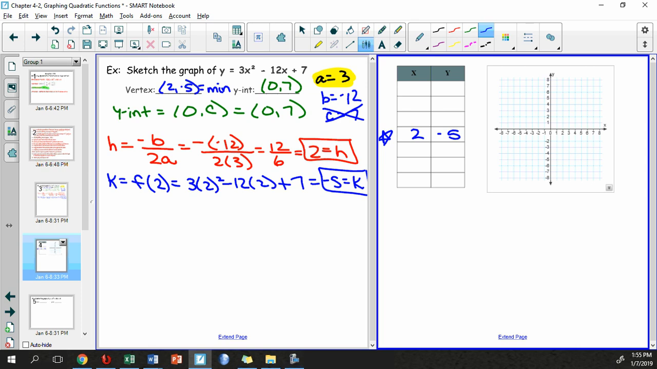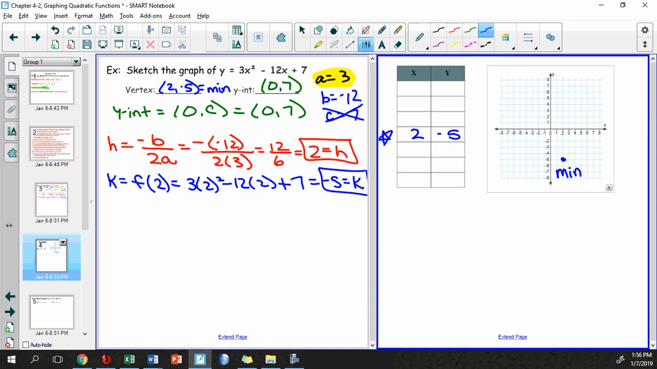Now, I want you to visualize that this is your minimum point. Yes? If I graph the point 2, -5, that puts me right here. And we know that to be a minimum. That means my entire graph is above it. Would you agree?